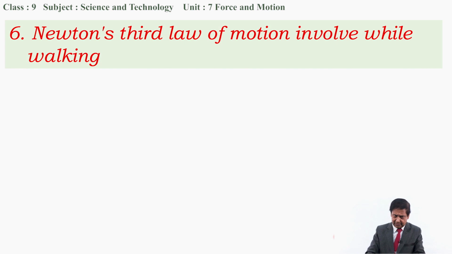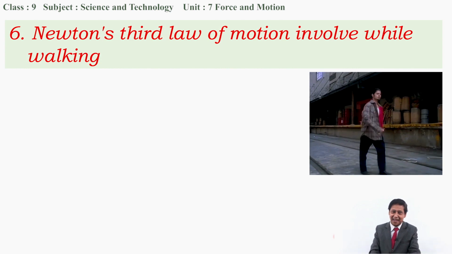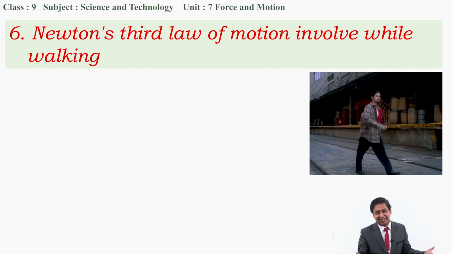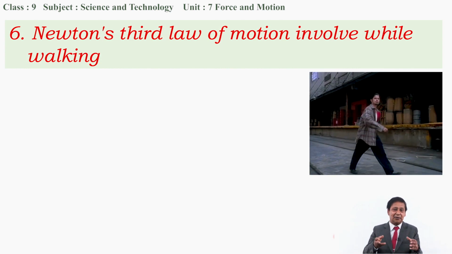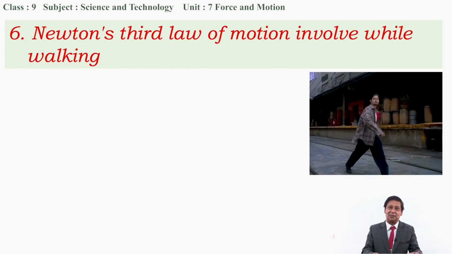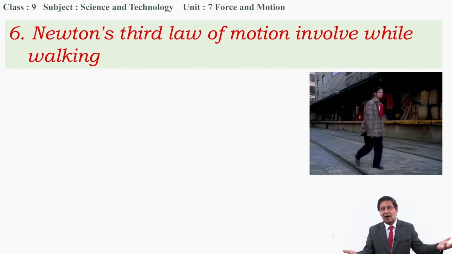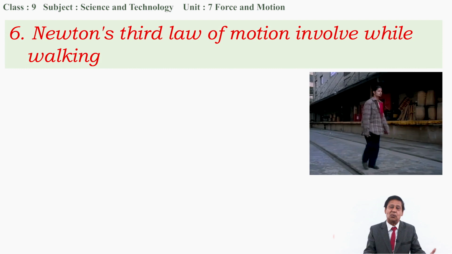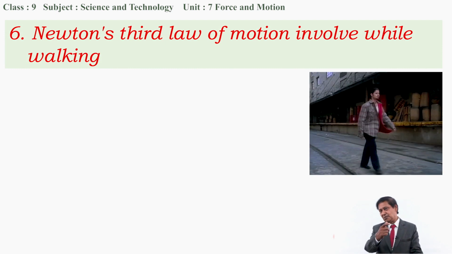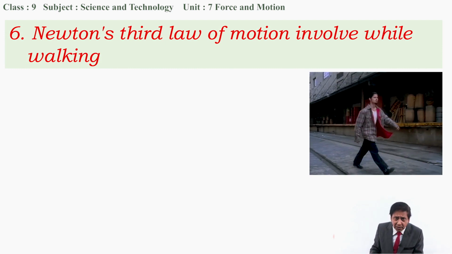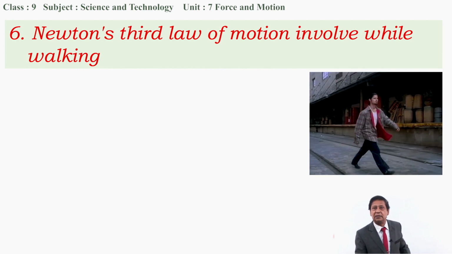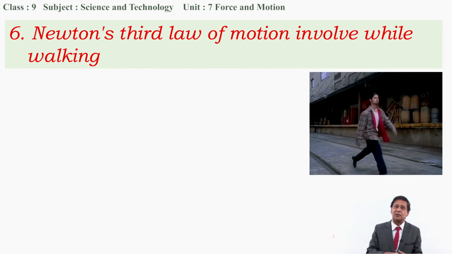Okay, now next, look at this. Newton's third law of motion is involved while walking. Look at this man. He's walking so nicely, but he doesn't know how it is possible. We normally walk and we don't know how Newton's third law is acting while walking. Do you know that while walking, our feet push the ground backward this way? We push the ground backward.